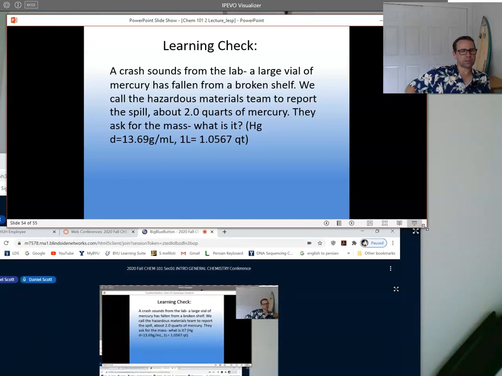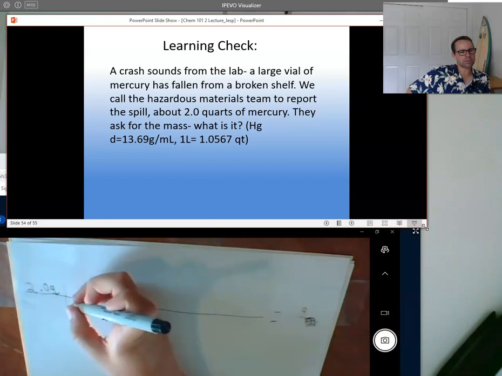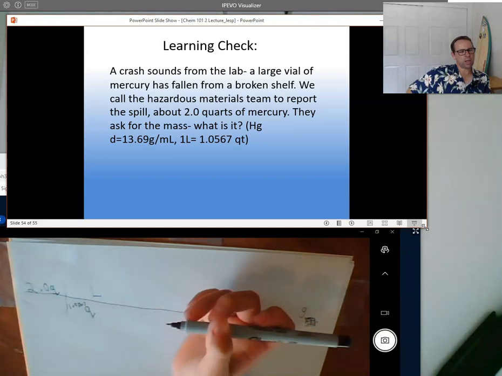See what information they've provided for us. The answer to the mass is HGD. Say that again. Does quartz go into HGD? No. Quartz, see how it says QT over there? 1.0567 quartz is equal to 1 liter. Oh, 1 liter. Quartz. Very good. And that's 1 liter.